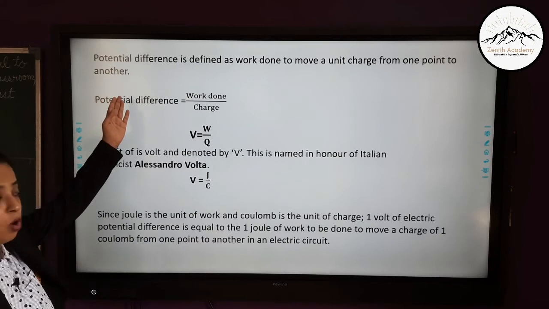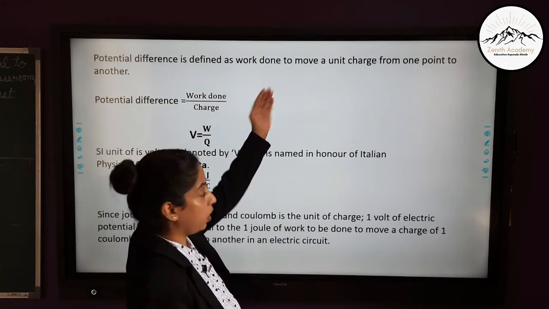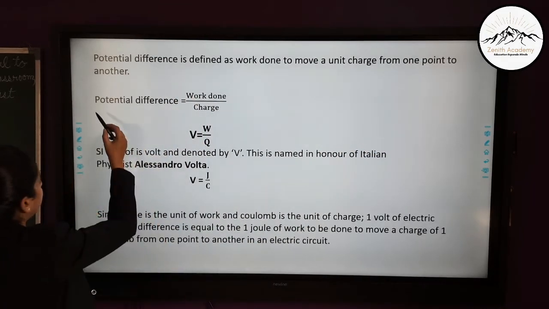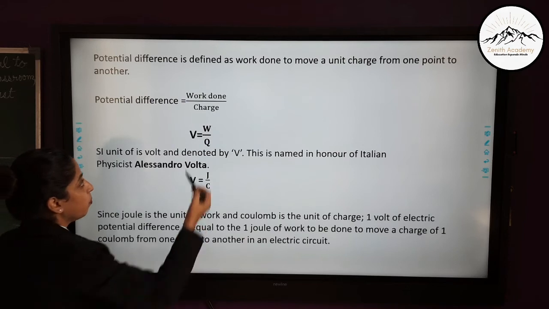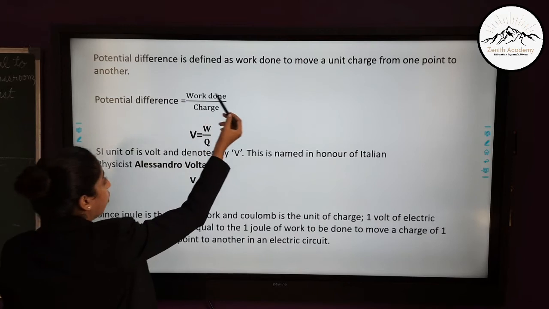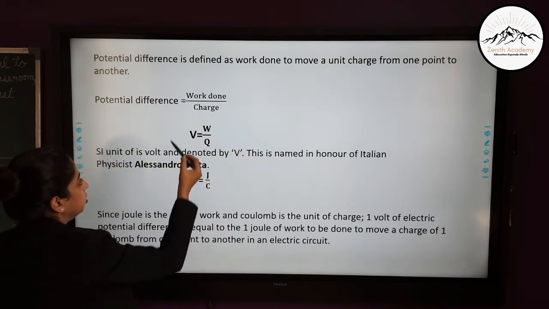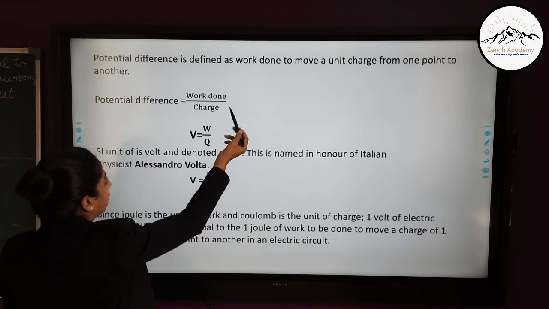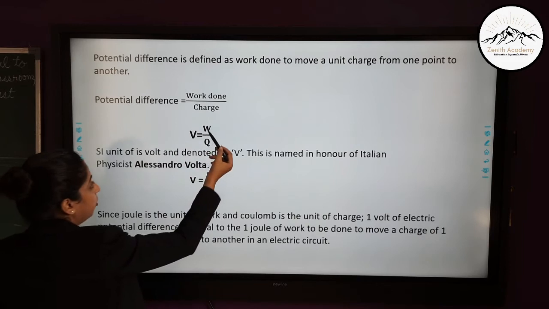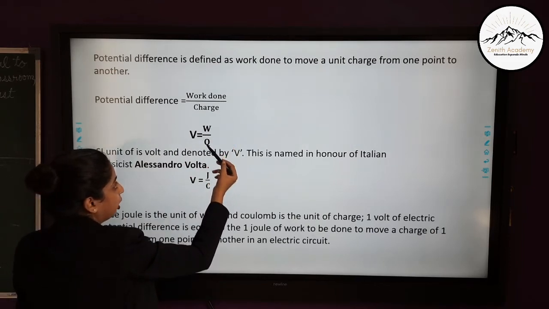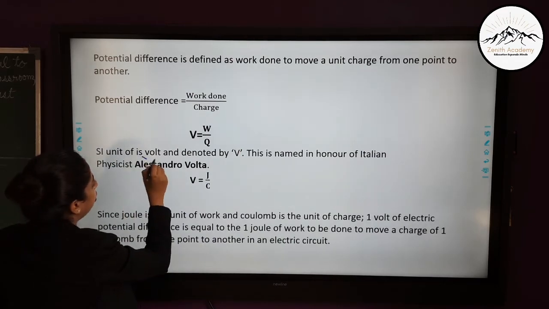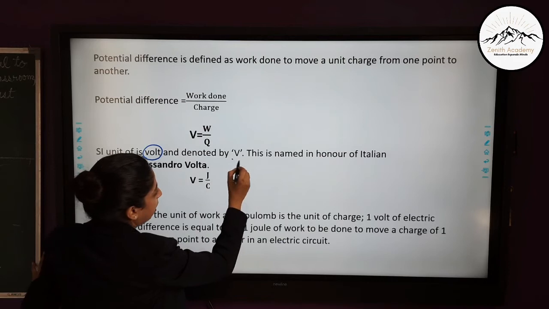Now, we know that potential difference is defined as work done to move a unit charge from one point to another. So this potential difference is work done per unit charge. So the formula becomes: potential difference is work done divided by charge. We can write it as V equal to W upon Q, where V denotes potential difference, W denotes work done, and capital Q denotes the total charge. The SI unit is volt and it is denoted by V.